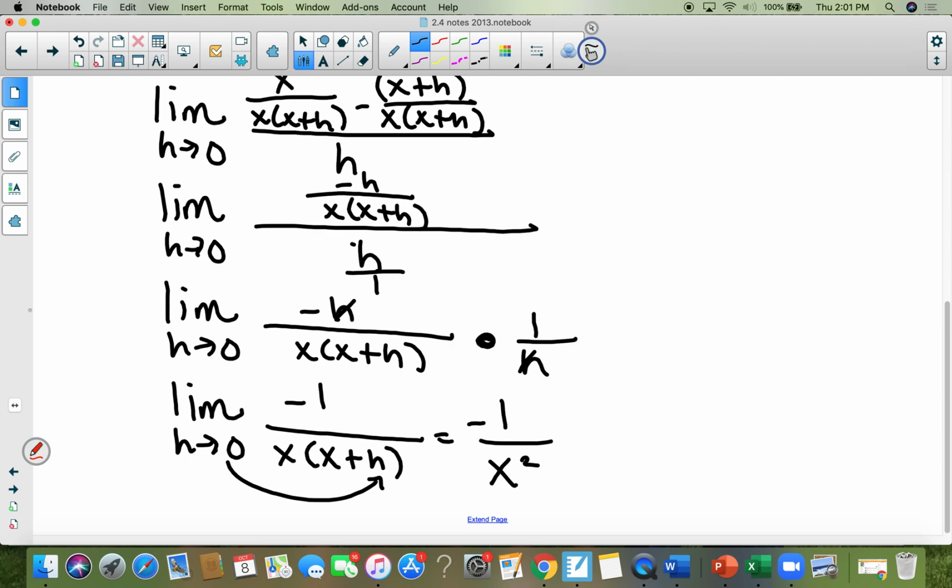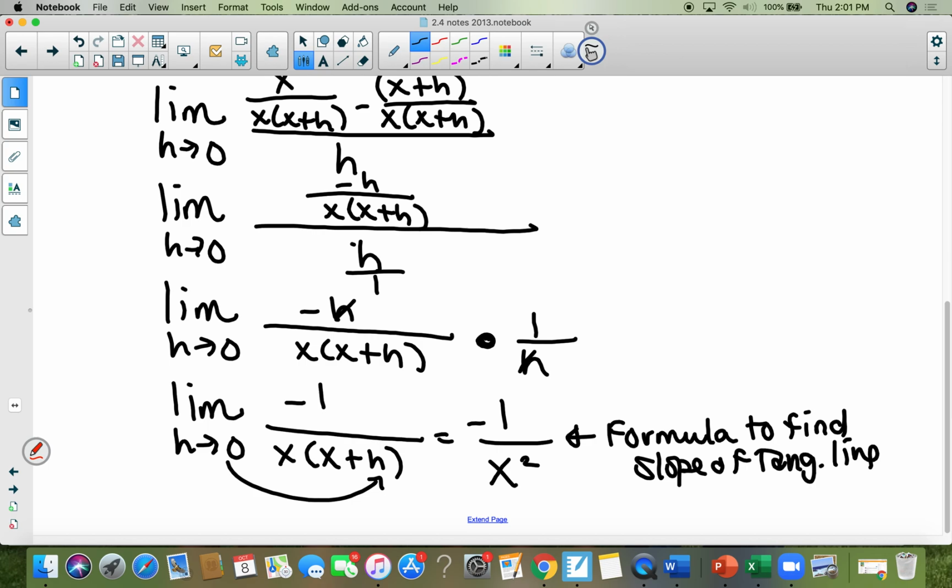This is the formula to find the slope of the tangent line anywhere on this graph. Another name for this is the derivative.